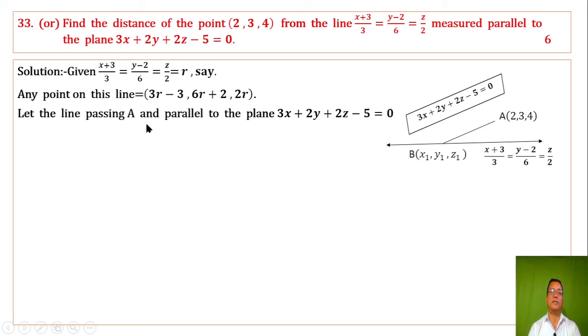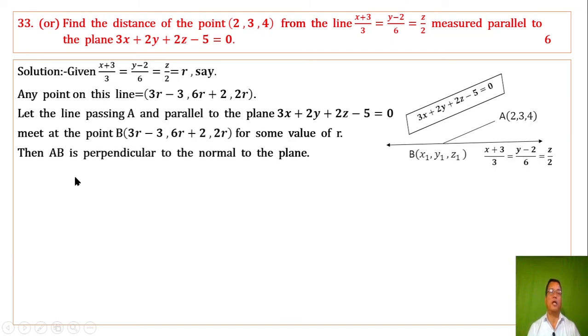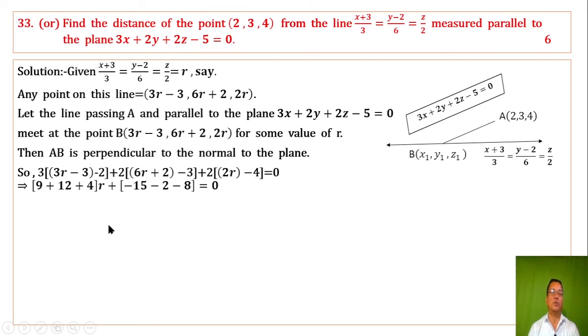Let the line passing through A parallel to the given plane meet the line at this point B for some value of R. Then AB is perpendicular to the normal to the plane. This AB is perpendicular to the normal on this plane. So their scalar product is zero. The direction ratios are 3, 6, 2 and the direction ratios of the normal are these numbers, the sum of their products must be 0. From which we have to solve for R.